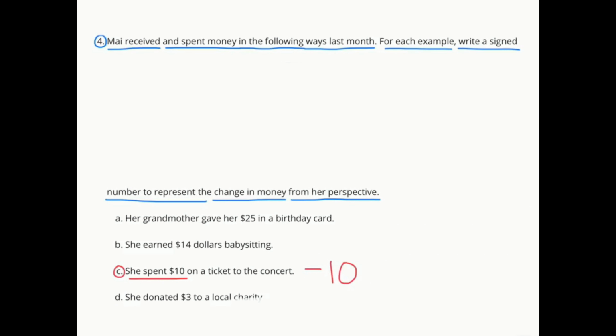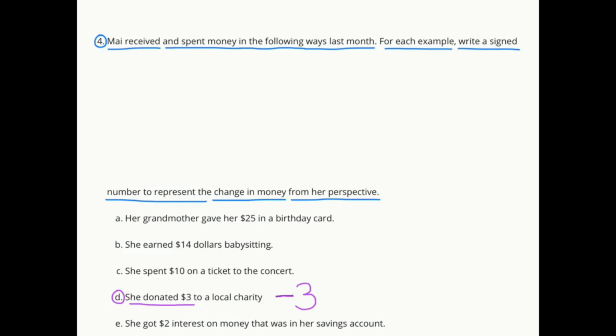C. She spent $10 on a ticket to the concert. Spending $10 would be negative 10. D. She donated $3 to a local charity. Donating $3 would be negative 3.